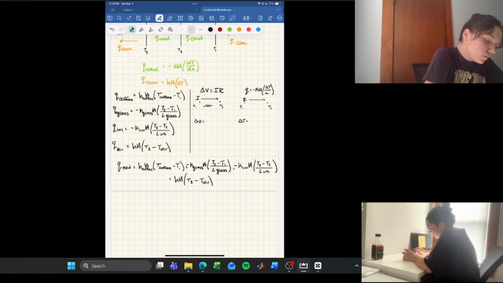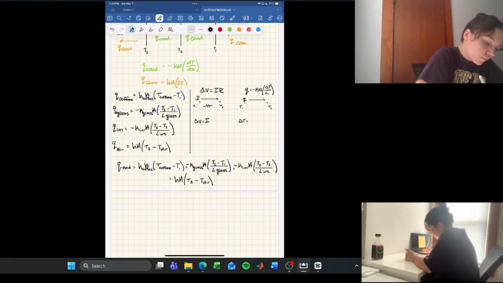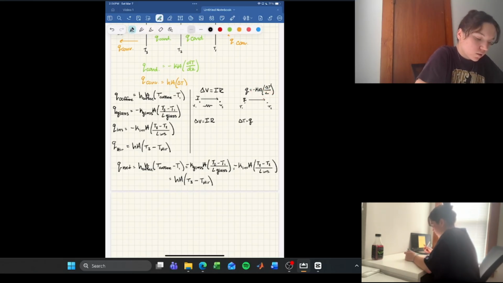And then we have the current flowing through here, and then we have that the heat is also flowing. So let's relate those two together. And then for Ohm's law, the rest of it is the resistance. So we can say that the rest of this equation is also resistance, or thermal resistance.